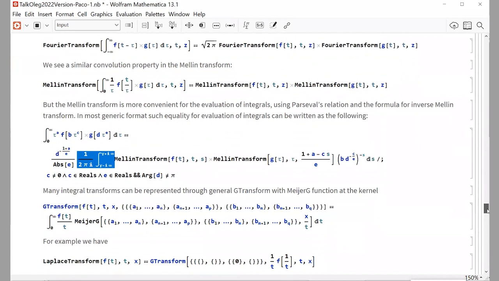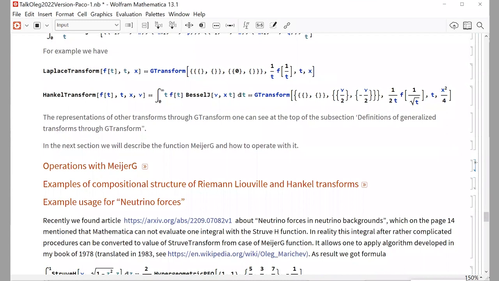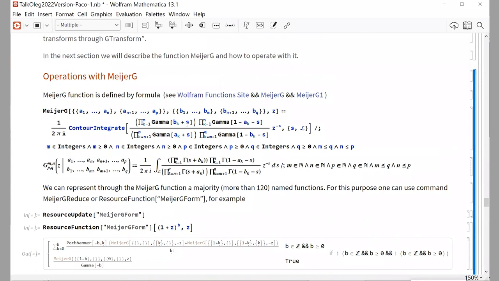And also, now I show some moments of how to operate with the MeijerG function, which stands inside the kernel for all these transforms. At first, we can convert right now practically all functions which we have in Mathematica, which are analytical, more than 100 named functions, into MeijerG function. The corresponding converter is named MeijerGForm. Again, it is a packlet.